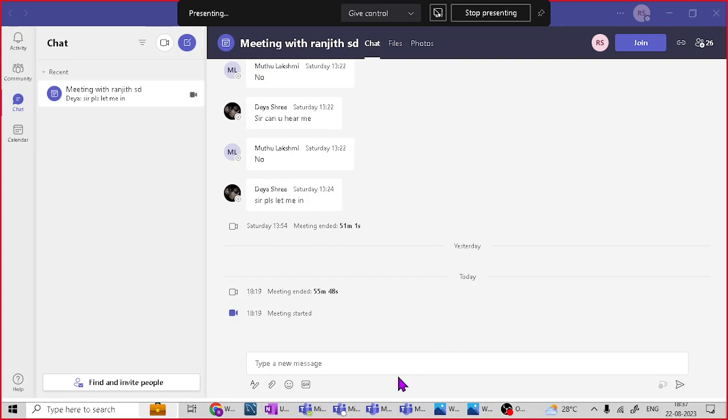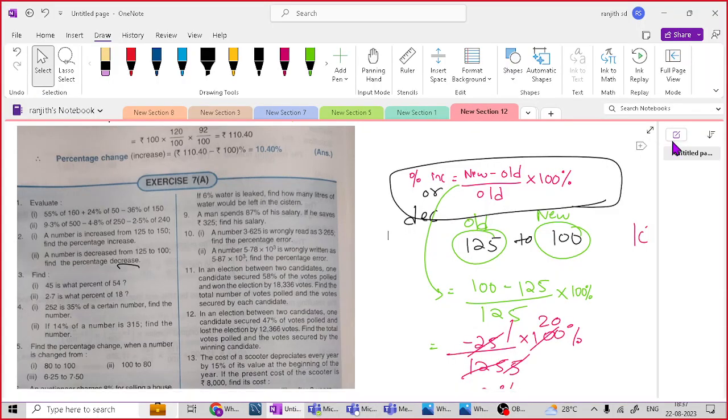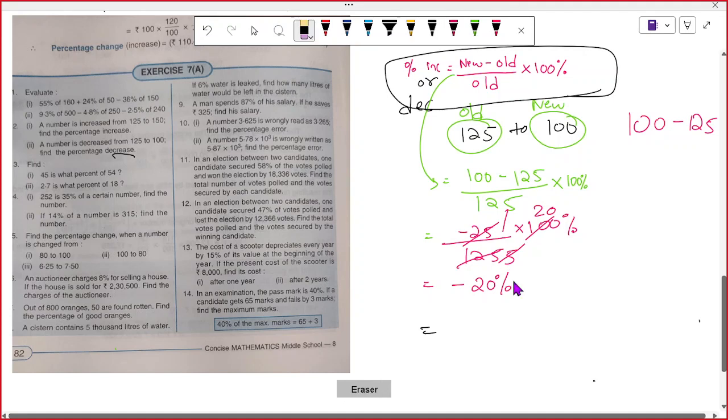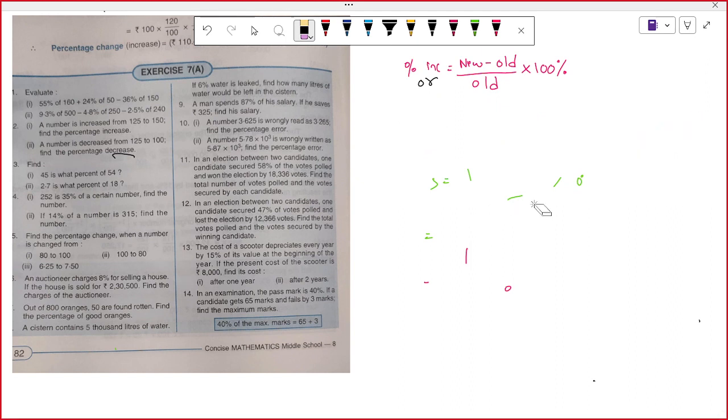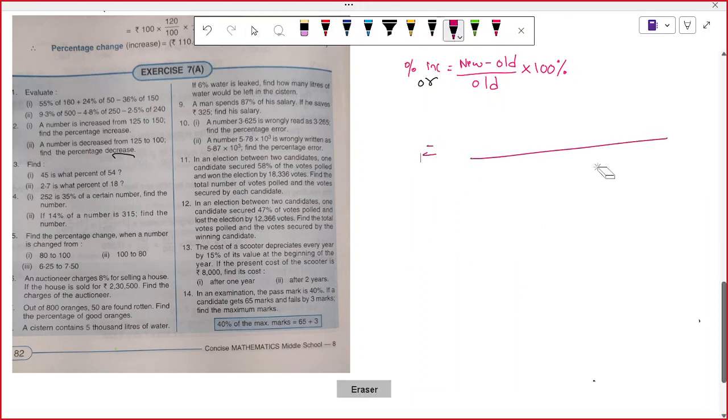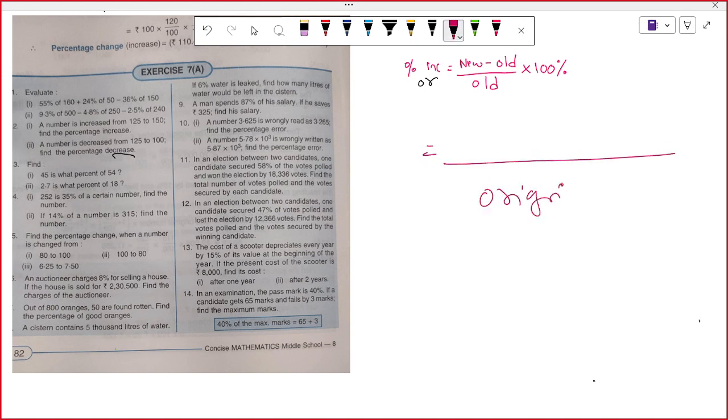Did ma'am mention any words like original value, decreased value? Yes, sir. Look, it's the same. Instead of new number or old value, what does old indicate, students? Old is the original value, original number, the previous value, the value which we have. And this is the increased or decreased value, increased value into 100%.